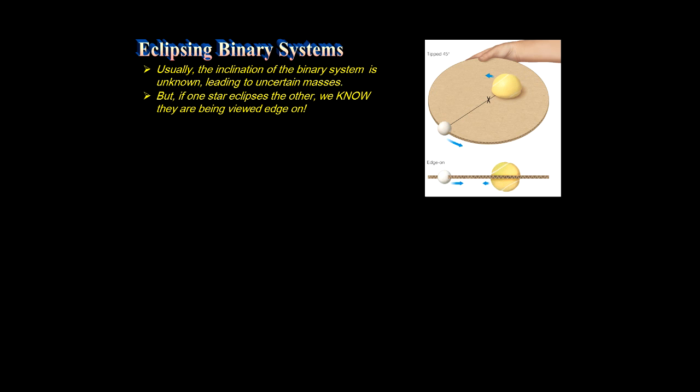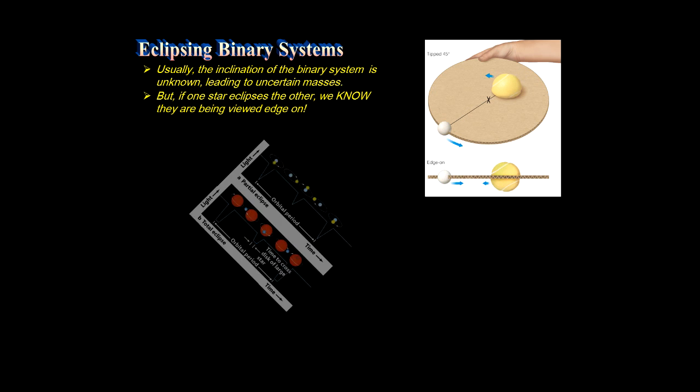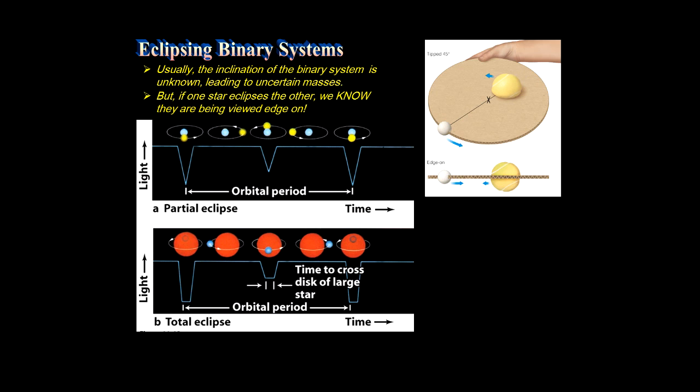However, if one star eclipses the other, we know for sure that their orientation is edge on, so that's very useful. So just as an example, we have a lot of possibilities here.